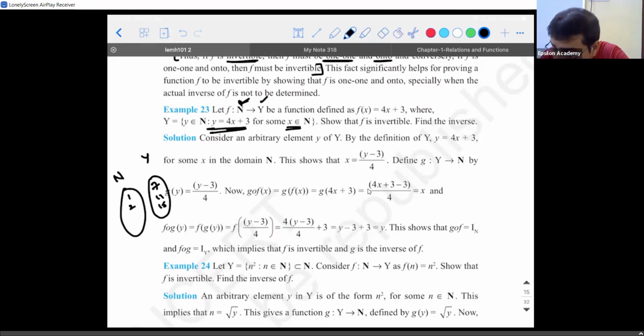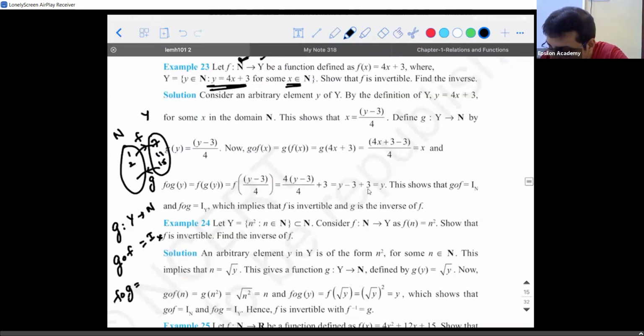So if this is how a function is defined from N to Y, then I need to prove there exists a reverse function g, which is mapped from Y to N, such that if I do g circle f, I get an identity function I of x, where x comes from the natural number set. Similarly, if I do f circle g, it should give me I of y, where y comes from the set Y.